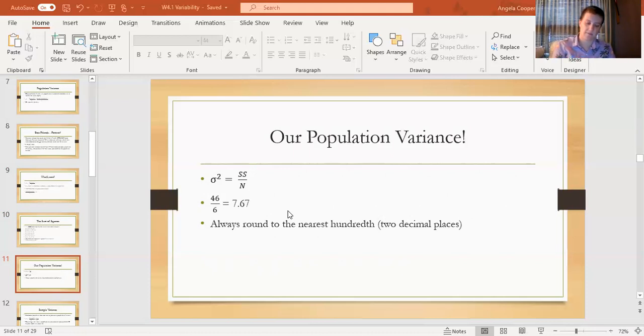Okay, so our population variance for this data set, once we've calculated it, is 7.67. That's sigma squared. I don't draw it very nicely, but essentially, that is our population variance. Okay. Keep in mind that that is signified by sigma squared.